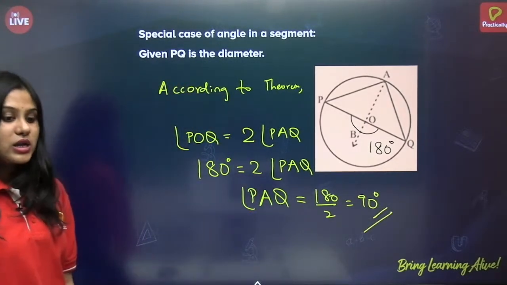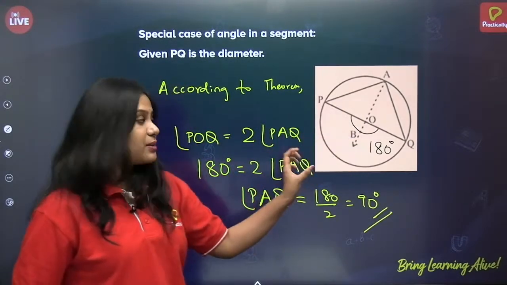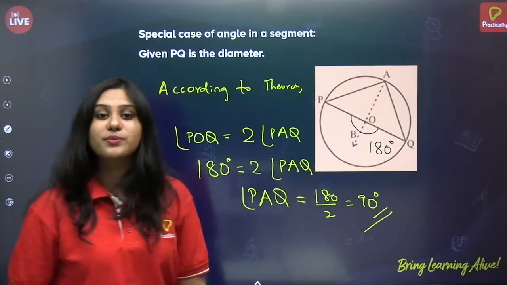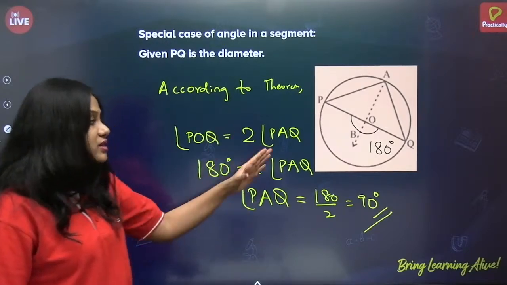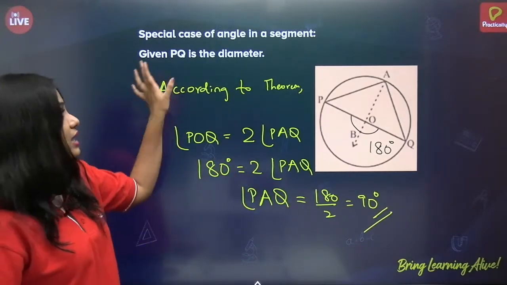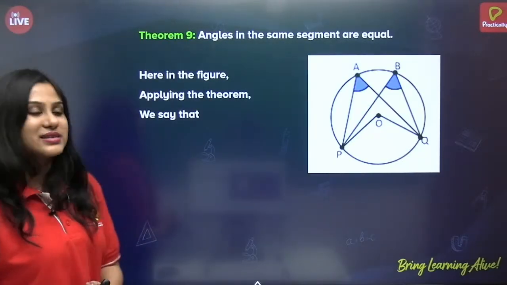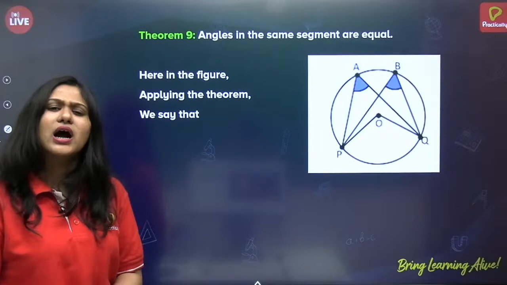Okay. So when the diameter subtends an angle at any point on the circle, this angle will be 90 degrees. Okay. This property we will be studying again in angle in a segment. We'll see it further. Okay. Next, angles in the same segment are equal. But how are they equal?